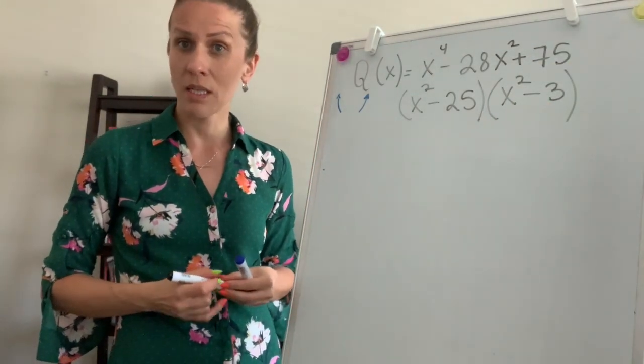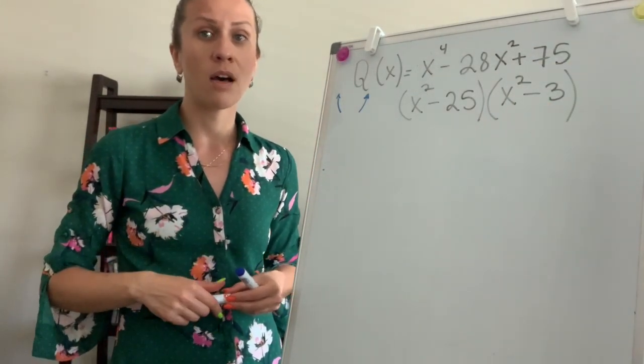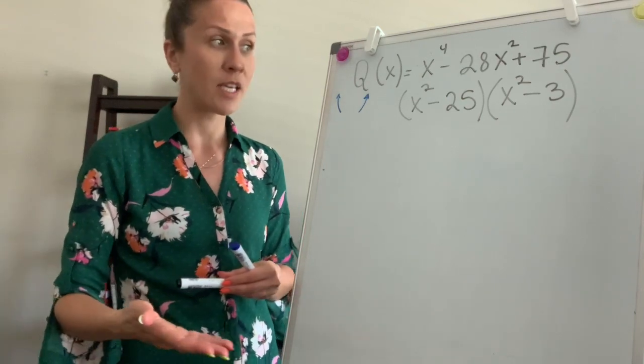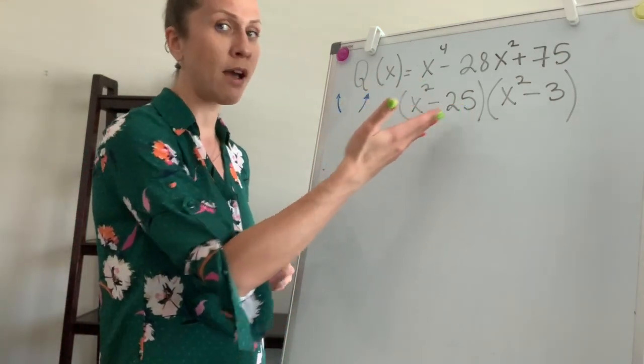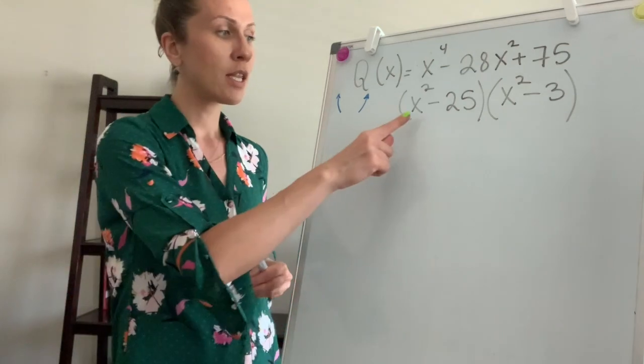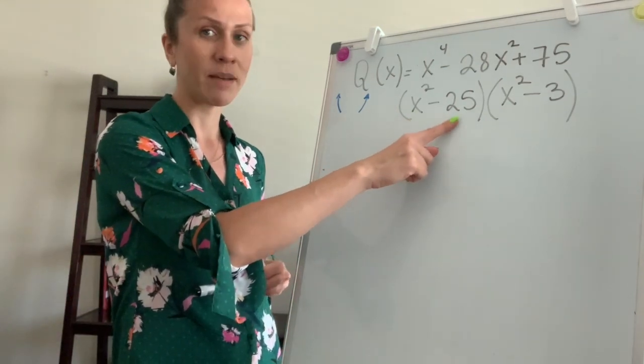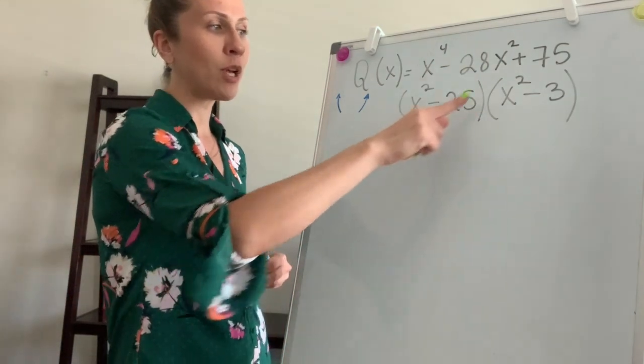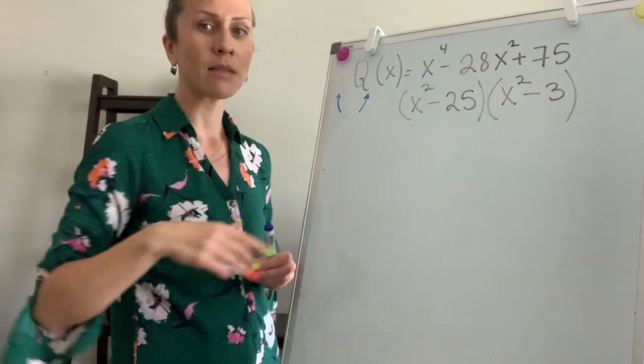Then you need to see if any of these factors can be broken down even further, and they can. X squared minus 25 is the difference of squares. This is x times x, and this is 5 times 5. So you can break this down into x plus 5 and x minus 5.